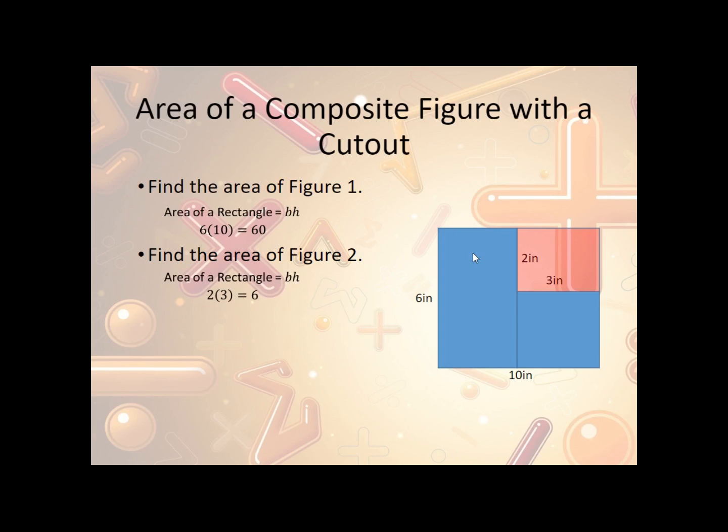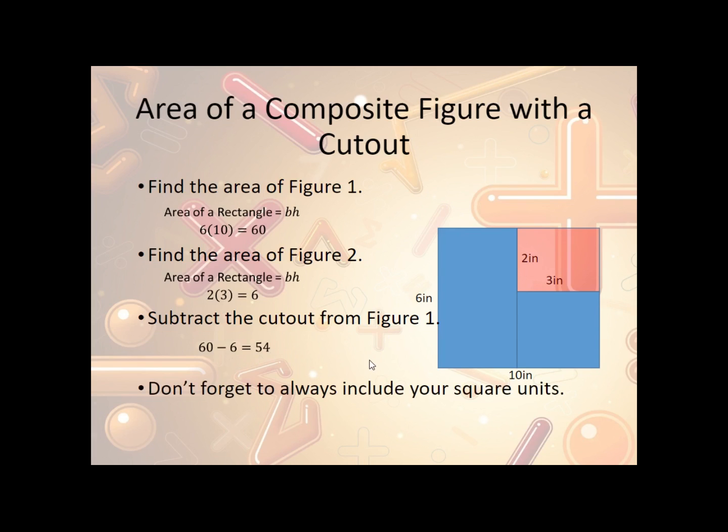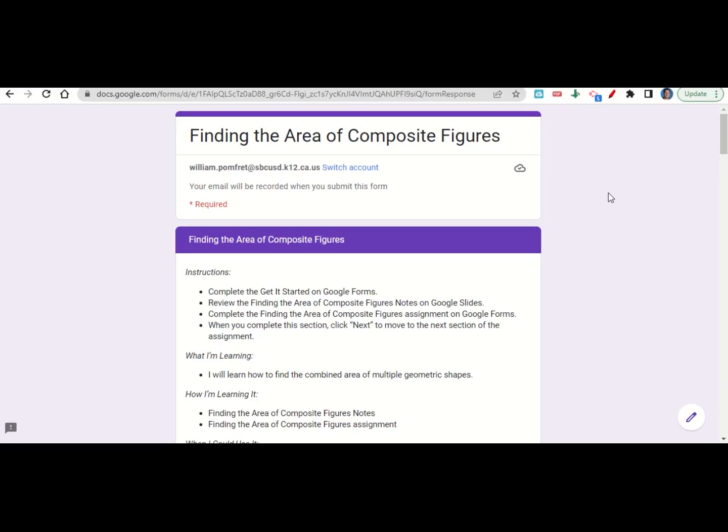So now we take this whole thing and then subtract this piece out, and we can find the area that way. So now we have 60 minus 6, which is 54. Again, don't forget your units. It's in inches, and we're finding area, so it would be square inches. So 54 inches squared.